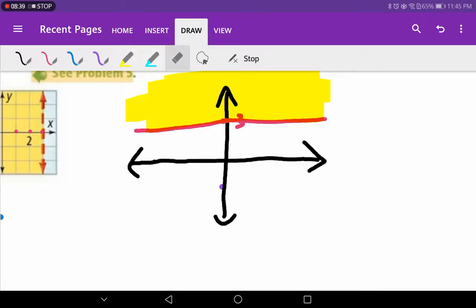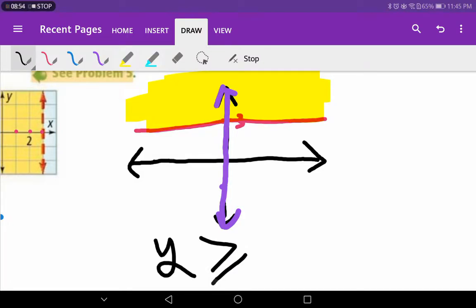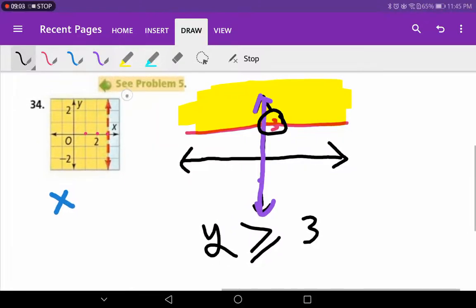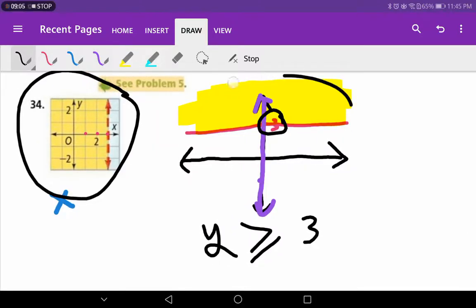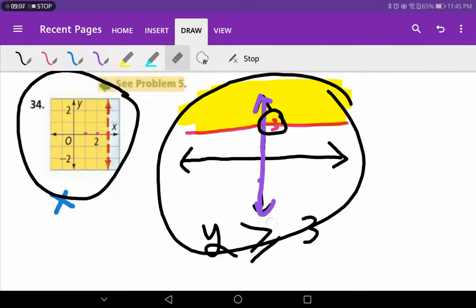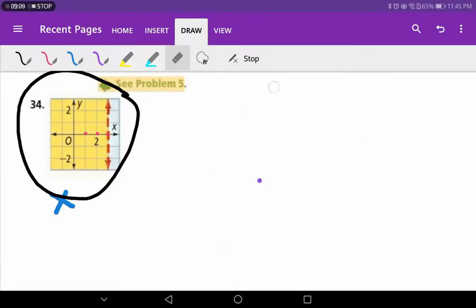Directly, because it hits the y-axis, so it is y. Okay, it is up, greater, and it is a solid line, so equal. What is the number here? 3. We are done. It is easy. Yes, so these are easy examples. Okay, let us move to the next.